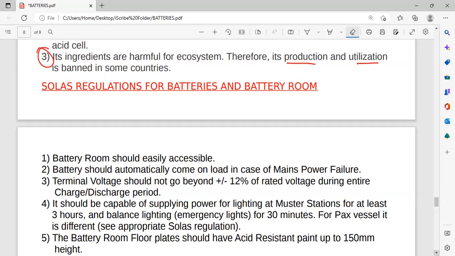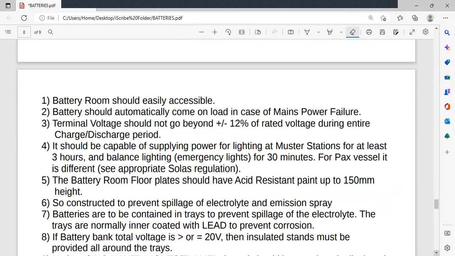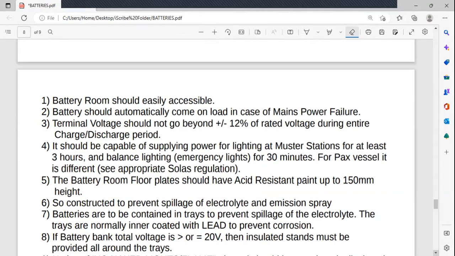Point number four, it should be capable of supplying power for lighting at muster stations for at least 3 hours and balance lighting for at least 3 minutes. So your priority is for your safety, and whenever the abandon ship signal is given, it is segregated from the other emergency lighting. But yes, your battery should last for at least 3 hours.